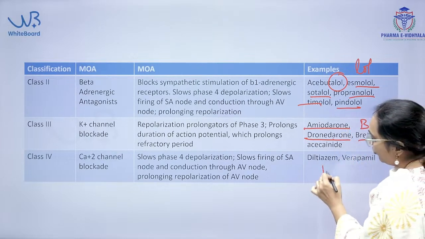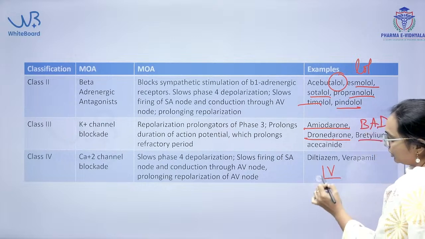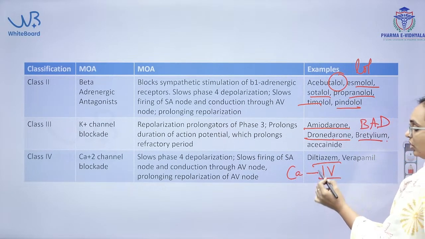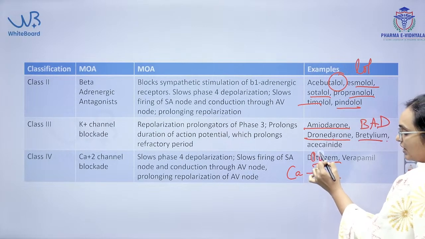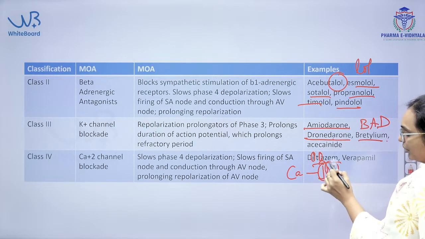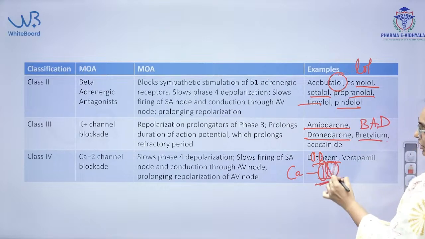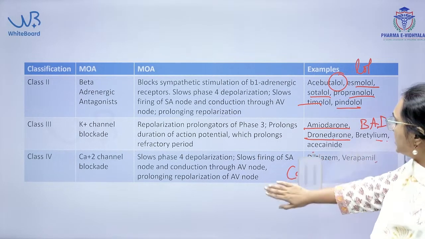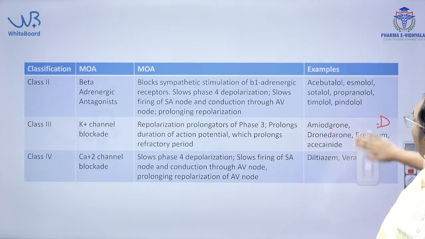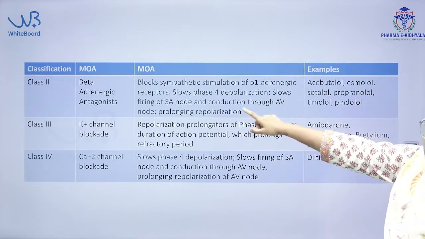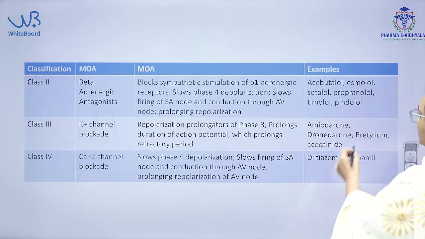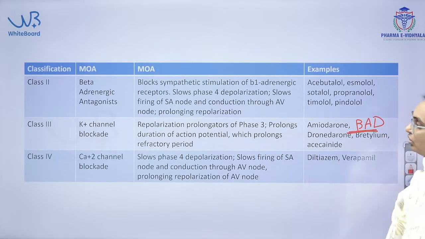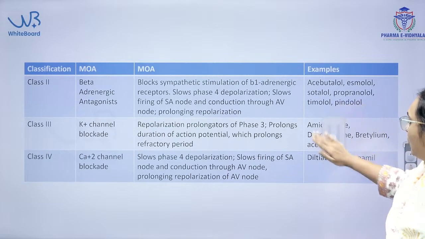Diltiazem and verapamil are the fourth, class 4, which are calcium channel blockers. Verapamil is V. So class 4 is diltiazem, verapamil. All the -olols are class 2 beta blockers. BAD is bretylium, amiodarone, dronedarone, class 3 potassium channel blockers.